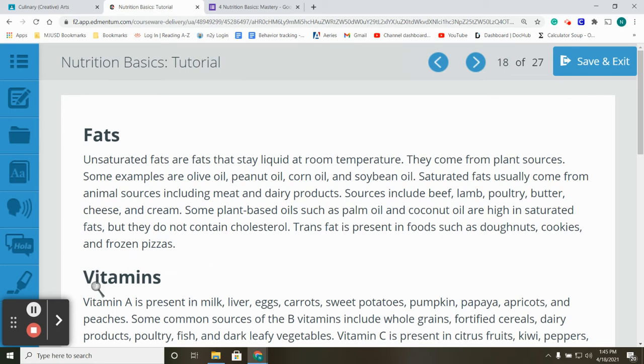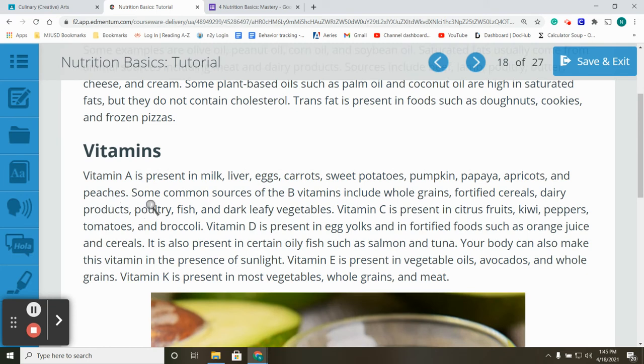That seems interesting. Vitamins. Vitamin A is present in milk, liver, eggs, carrots, sweet potatoes, pumpkin, papaya, apricots, and peaches. Some common sources of the B vitamins include whole grains, fortified cereals, dairy products, poultry, fish, and dark leafy vegetables. Vitamin C is present in citrus fruits, kiwi, peppers, tomatoes, and broccoli.